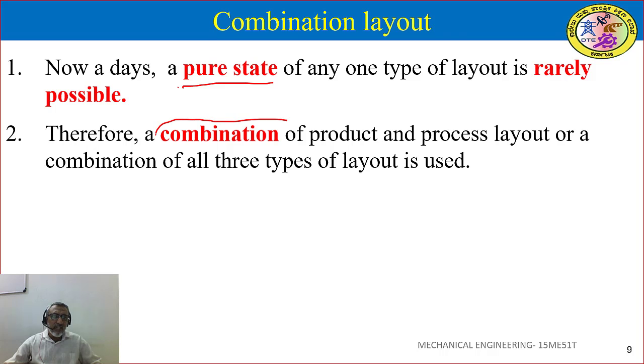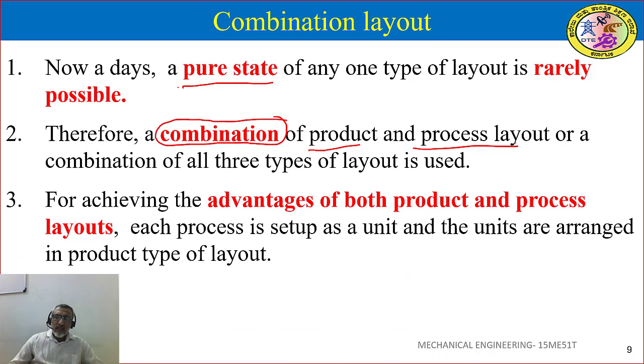Usually, the fixed position layout stands by itself. This combination layout is usually the layout of the product and the process layout. So the individual units are used in a process layout, and all these process layouts are arranged according to the product layout. It is the combination of the process layout and the product layout these days. Here, the advantages which we have listed in both the product layout and the process layout can be made use of in this combination layout.